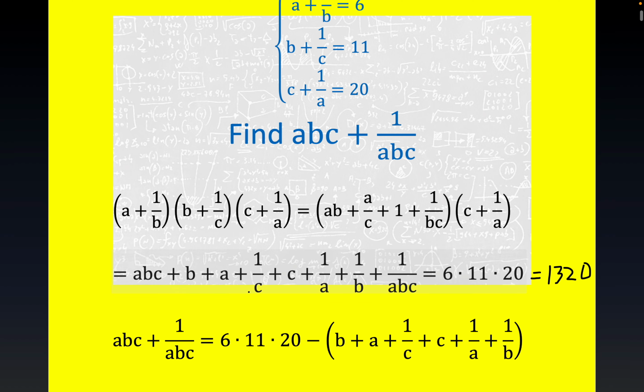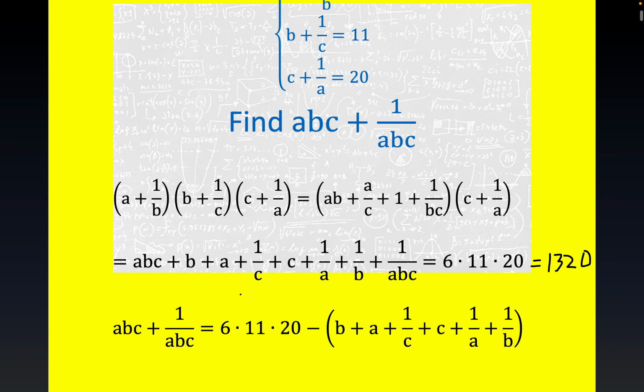Now remember that, let's see here. And see how we ended up with ABC and 1 over ABC when we expanded this out? Okay, well, what we can do is take these other terms. We already know that it's equal to 1320, but we can take these remaining terms right here.